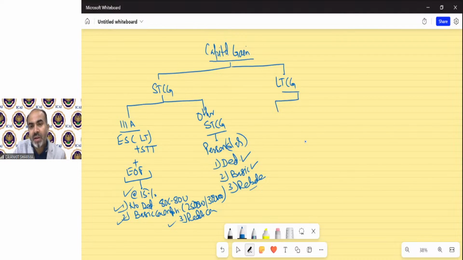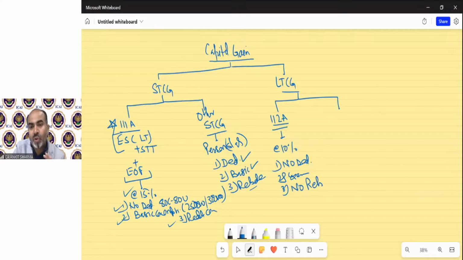If we have long-term capital gain, either we will have long-term capital gain under section 112A. 112A is the opposite of this. So if these securities are short-term, that will fall under 111A. If these are long-term, they will fall under section 112A. So if your security falls under 112A, that is going to be taxable at the rate of 10%. No deduction. Basic exemption can be claimed, but rebate cannot be claimed. No rebate under section 87A.